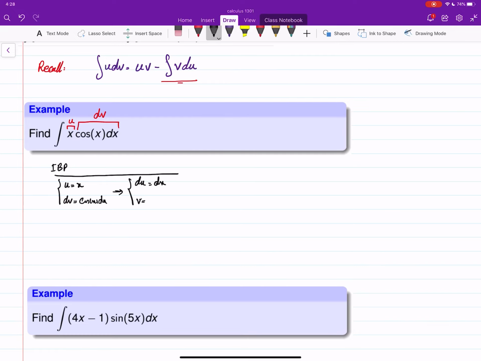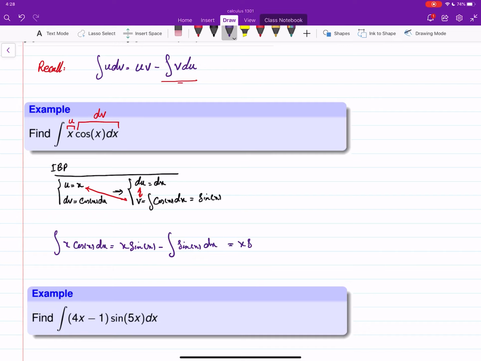And I can find v by integrating dv. And that is, what is the integral of cosine x? It is sine x. Now, let me apply the IBP here. So x cosine x dx is going to be x times sine x, u times v, minus integral of v times du, which is just sine x times dx.